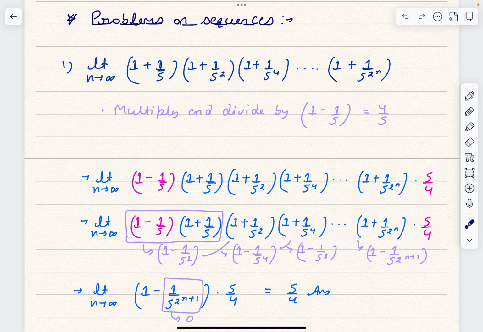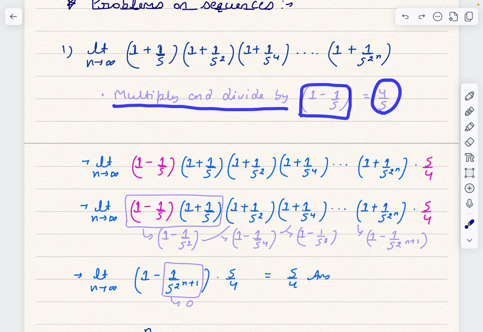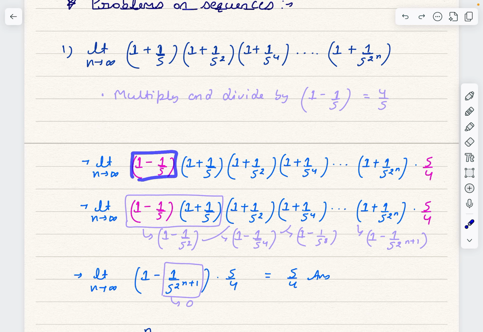Let us start now. The answer for this problem is 5 over 4. If you have got this, you can go to the next problem. Otherwise, see what we can do here. In this problem, the triggering step is to multiply and divide by 1 minus 1 by 5, which is basically 4 by 5. So multiply with that and divide by that. When you divide by 4 by 5, it becomes 5 by 4.